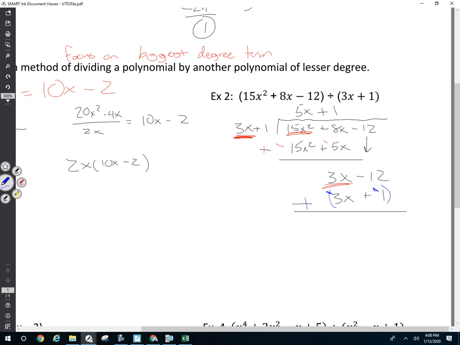The 3x's are gone. Negative 12 plus negative 1 is negative 13. Does 3x go into 13? No. I'm done. My answer is 5x plus 1 and negative 13 over 3x plus 1. It's not negative 13 times 3x plus 1. It's like negative 13 over 3x plus 1.